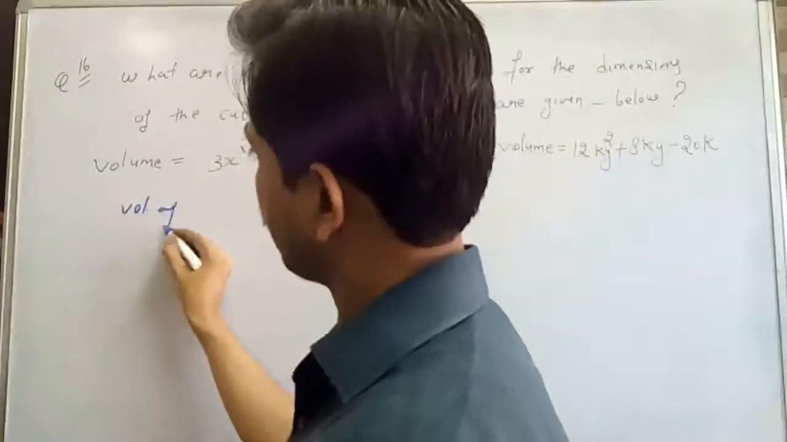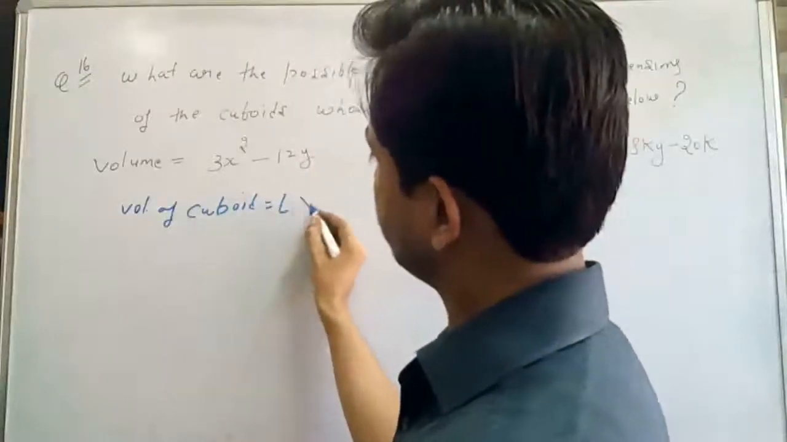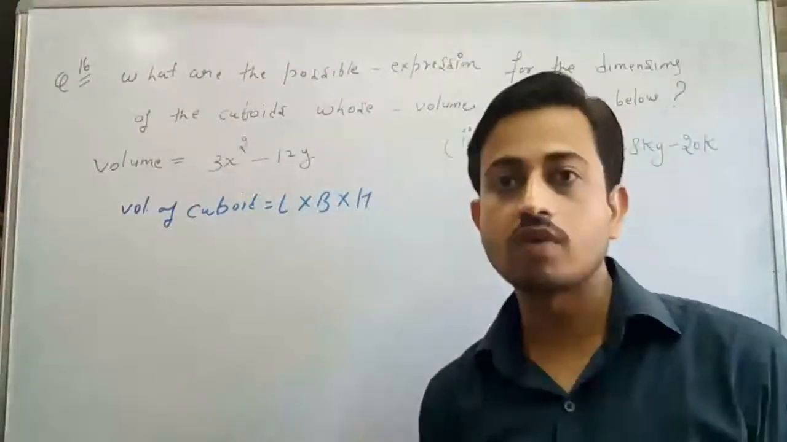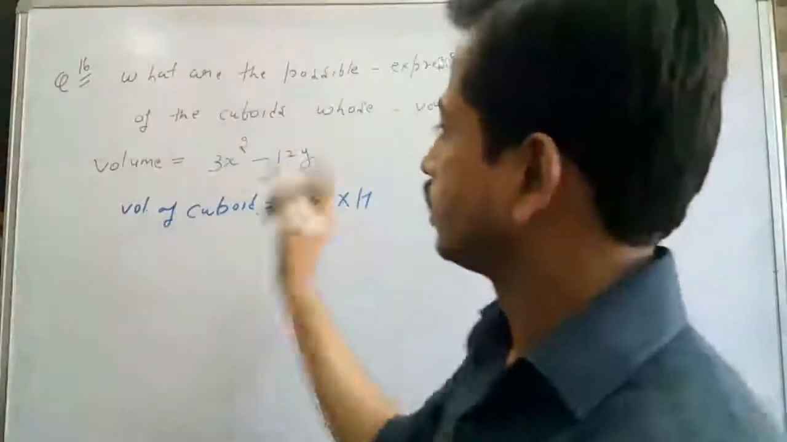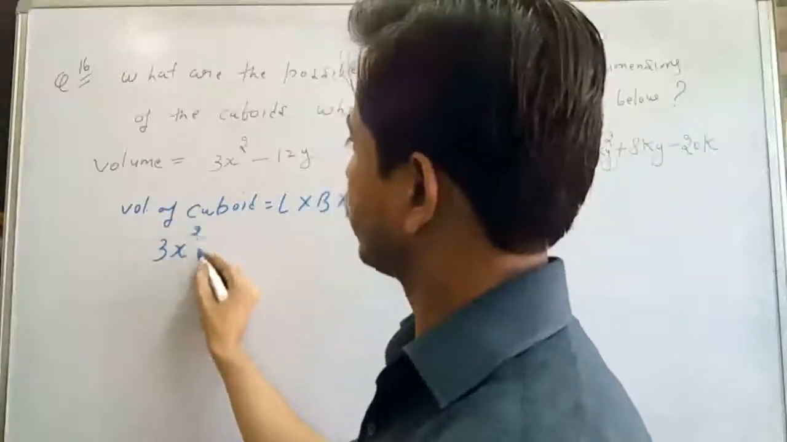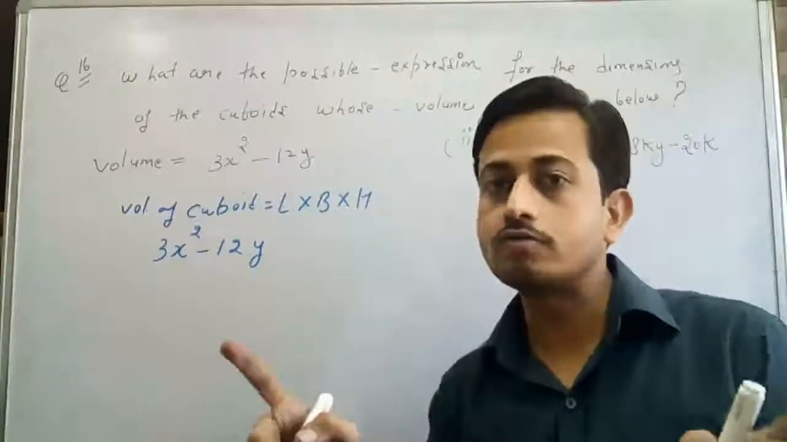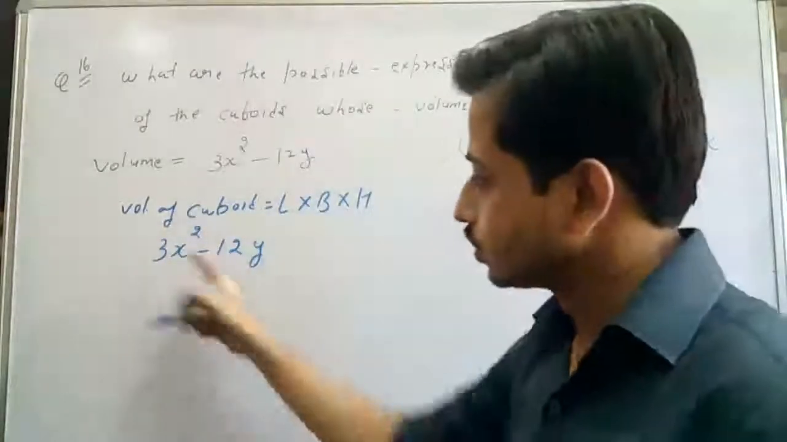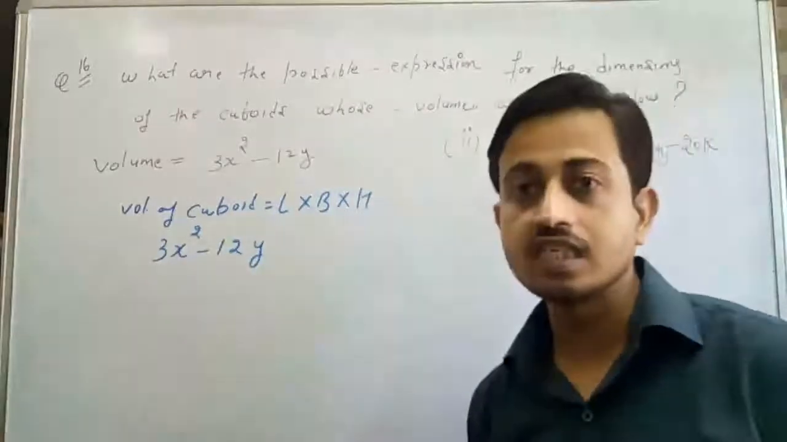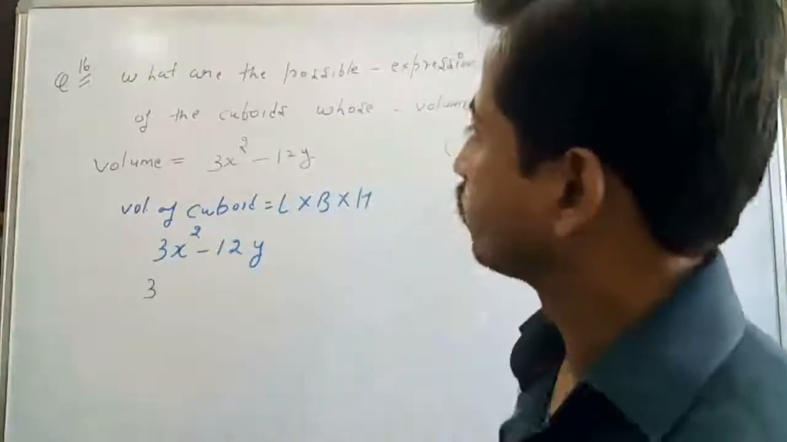So volume of cuboid is what? L multiply B multiply H. It means we have to find out 3 factors. Now volume of the cuboid is what? 3x square minus 12x. So try to do it factor in terms of 3 factors. So try to take first common. Common is what? In this, 3 is a common factor. So if I take 3 as a common, what do I get here?